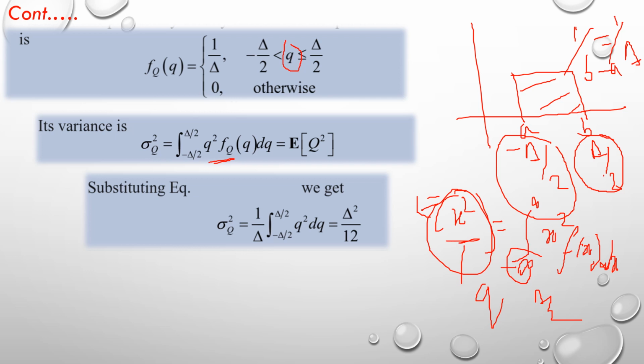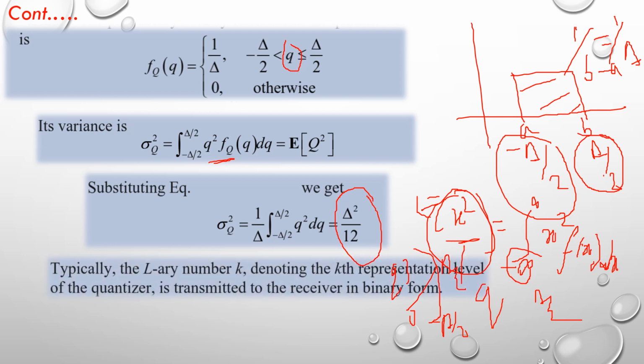Now you integrate this. The integration of q squared over the finite limit from minus delta by 2 to delta by 2 gives q cubed divided by 3, and the limits vary from minus delta by 2 to delta by 2. So it is the upper limit minus the lower limit. You replace q with delta by 2 and find the value. After integrating, we get sigma q squared is equal to delta squared divided by 12. So delta squared by 12 is the quantization noise.